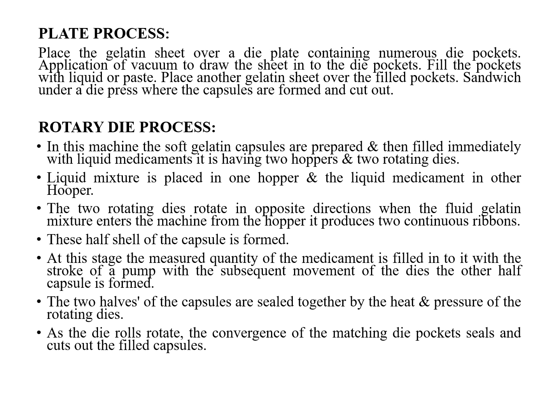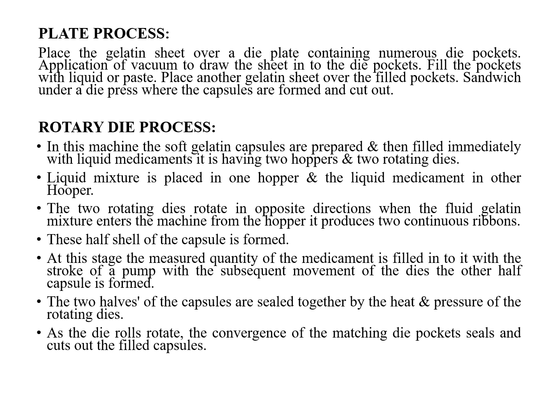In the rotary die process, the soft gelatin capsules are prepared and then filled immediately with liquid medicament. It has two hoppers and two rotating dies. Liquid gelatin mixture is placed in one hopper and the liquid medicament in the other hopper. The two rotating dies rotate in opposite directions. When the fluid gelatin mixture enters the machine from the hopper, it produces two continuous ribbons.